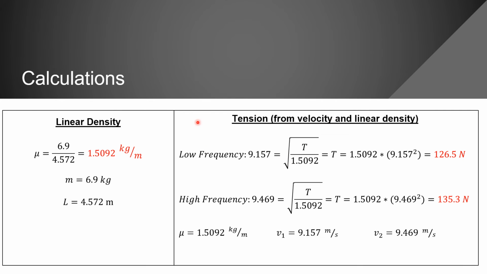The other important thing that we calculated was the tension of the rope, since we had the velocity and the linear density. So for low frequency, this is the velocity that we calculated using the video analysis. And by using a little bit of algebra, we were able to discover that the tension of the rope here is 126.5 newtons. For the higher frequency, it is 9.469 for the velocity, and so we were just using the same methods we did for the low frequency. We were able to determine that it is 135.3 newtons for the tension of the rope.